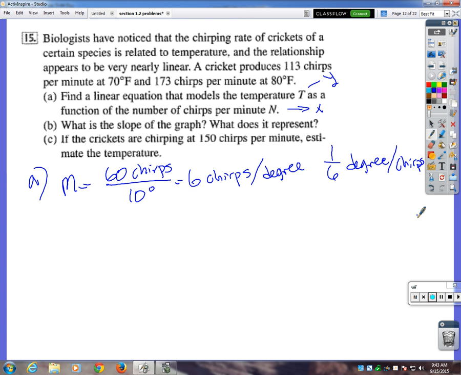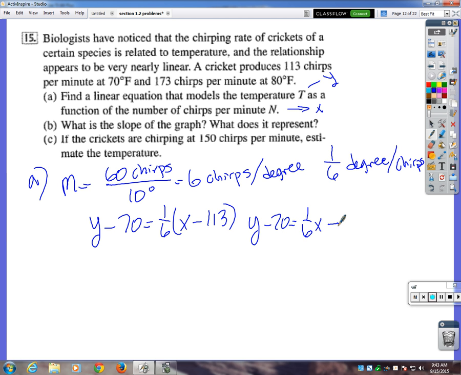Okay, so you did point... You know, y minus, and again, the temperatures are our y's, so did you use 70 or 80? Okay, so y minus 70 equals 1/6 times x minus 113, right? So if I distribute the 1/6, I get y minus 70 equals 1/6 x minus, what's 113 divided by 6? A little bit less than 18.83. 18 point what? Yeah, 0.83 repeating. And then add 70 to both sides, so you go plus 70 on that.